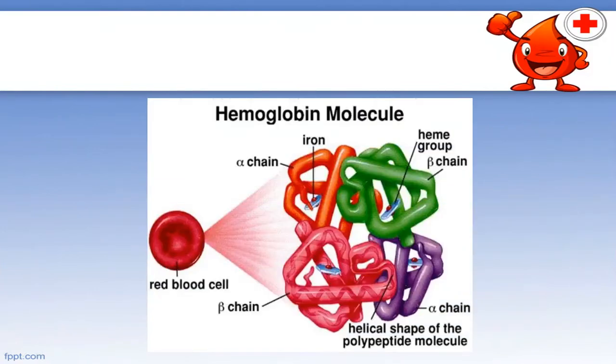These are the hemoglobin molecules. The hemoglobin molecule contains the heme group and the globin group. These are the 2 alpha chains. Now see, this is the first alpha chain, and this is the second alpha chain. Helical shape of the polypeptide molecule. Next one is the beta chain. This is the first beta chain, and the second one is the beta chain. And here is the heme group, and here is the iron. These are present in the red blood cells or the RBCs.